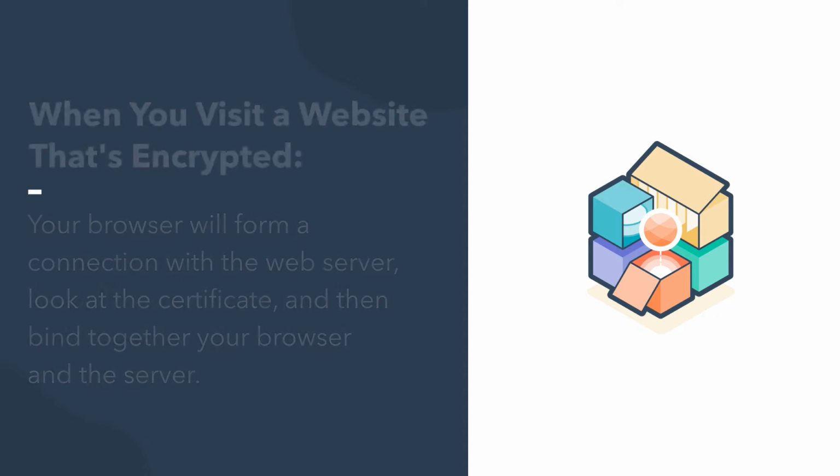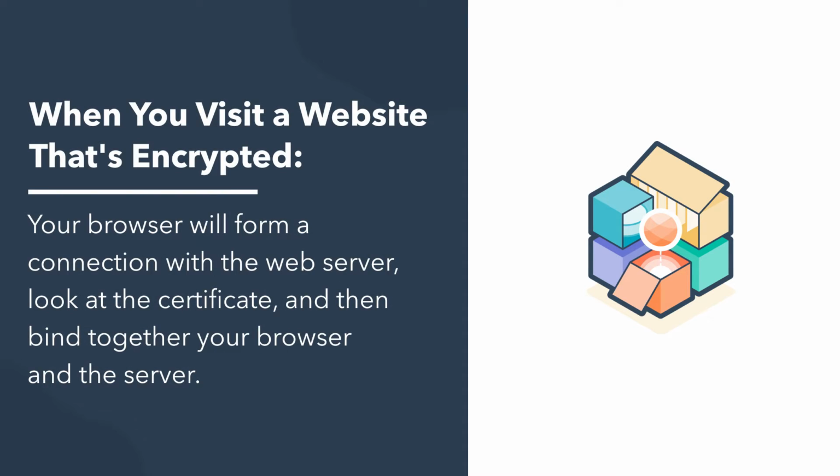When you visit a website that's encrypted, your browser will form a connection with the web server, look at the certificate, and then bind together your browser and the server. This binding connection is secure. That means that no one besides you and the website you're submitting the information to can see or access what you type into your browser. This connection happens instantly, and in fact, many suggest that it is now faster than connecting to an unsecure website. You simply have to visit a website with a certificate, and voila, your connection will automatically be secure.